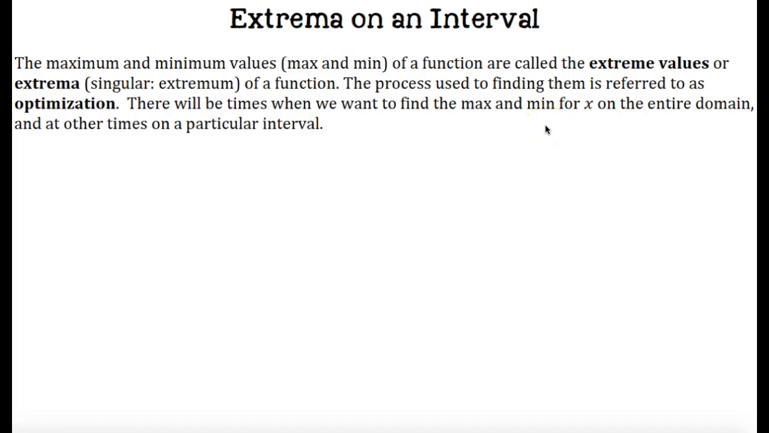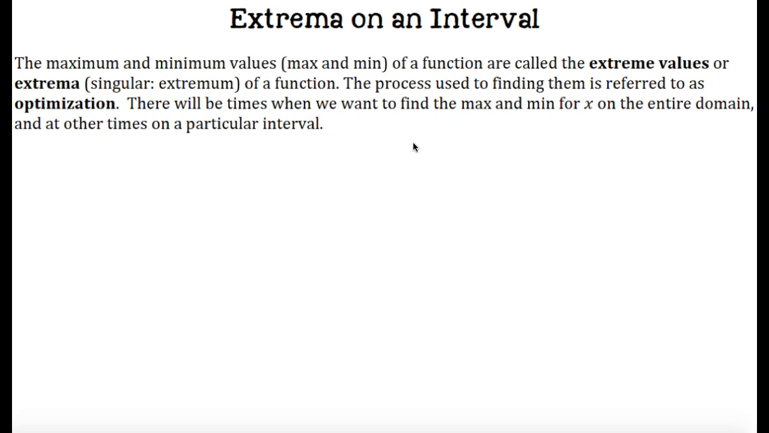All right, today we are going to begin our process of analyzing functions. So the first thing that we want to take a look at is extrema on an interval. Now all this means is the maximum and minimum values. Those are called the extreme values or extrema. Extrema is plural; singular would be extremum. So the process used to find these minimum or maximum values is called optimization.